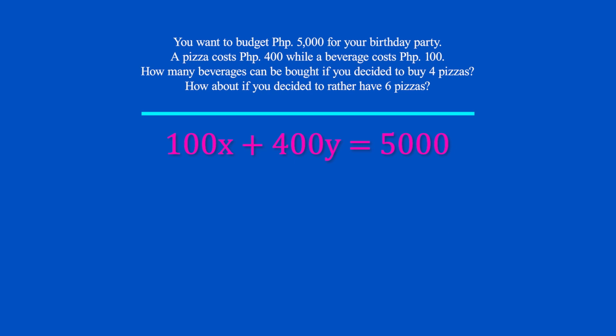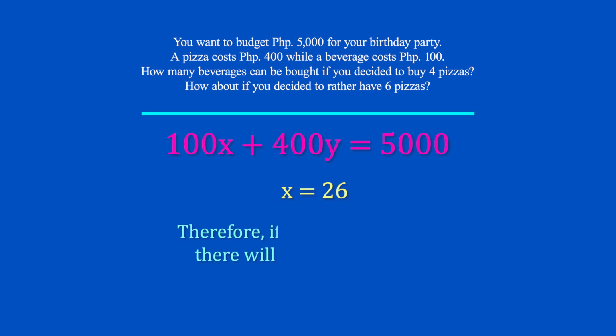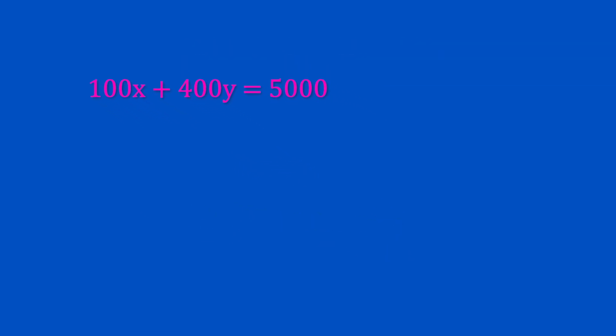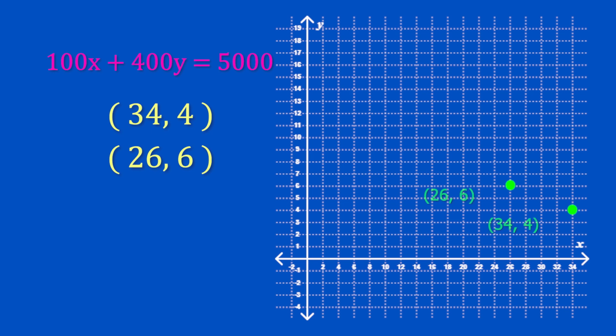To answer the second question and substituting the value for y, which is equal to 6 pizzas, we identify that x is equal to 26. Therefore, if there are 6 pizzas, there will be 26 beverages. The ordered pairs for this equation are 34, 4, and 26, 6. By locating and connecting these points, we now create a line which is equal to our equation.